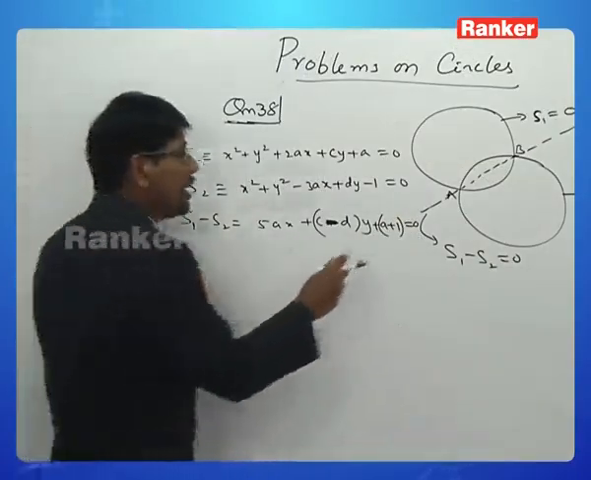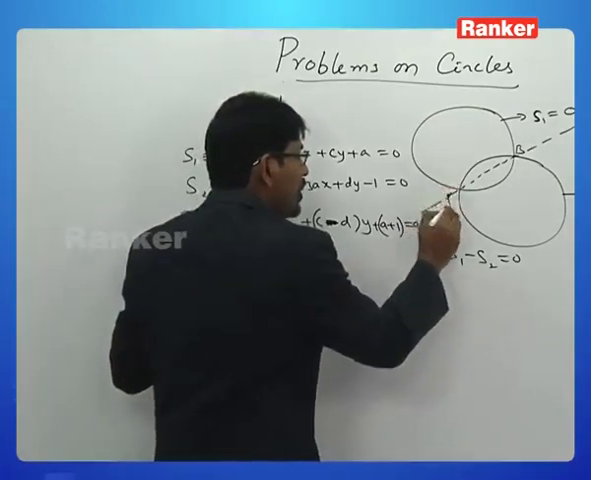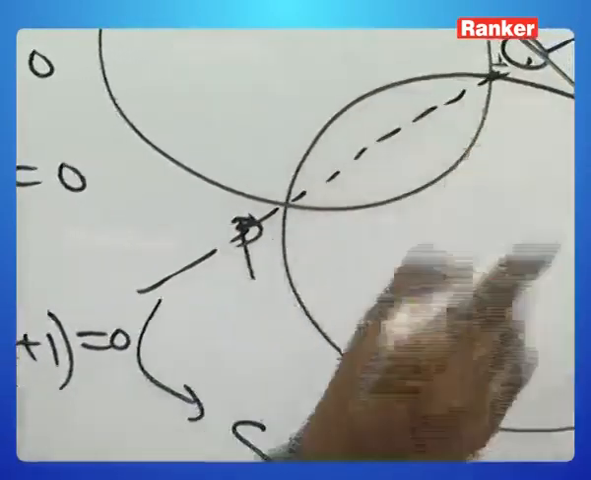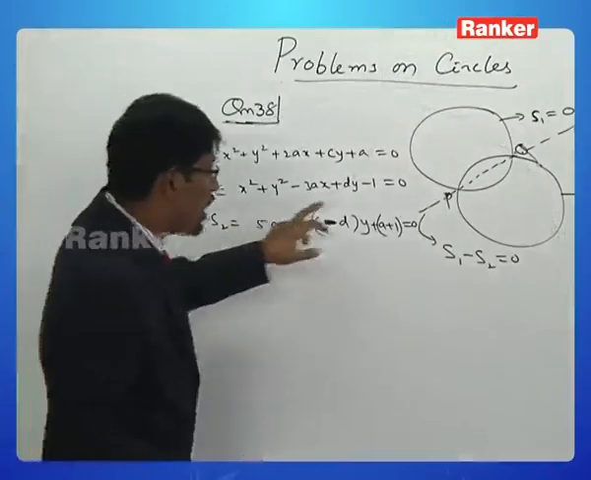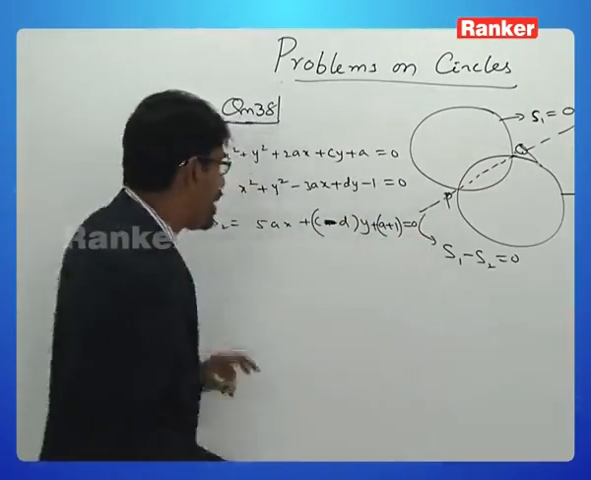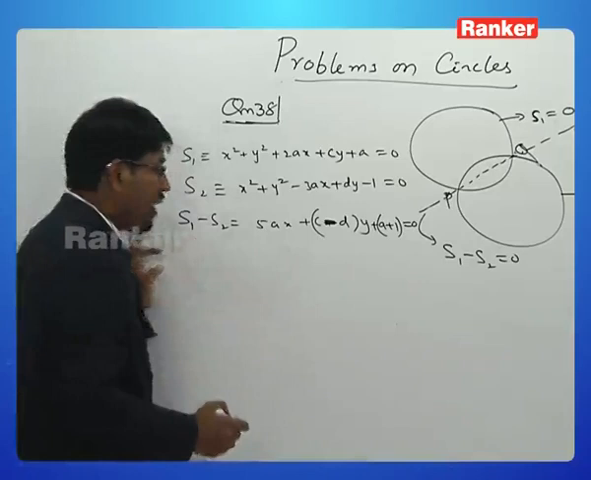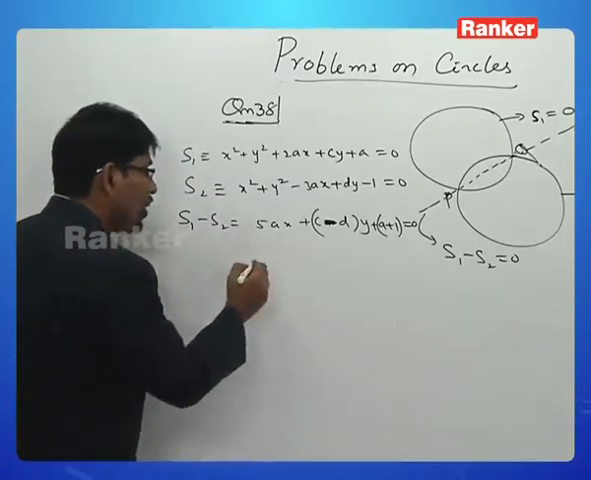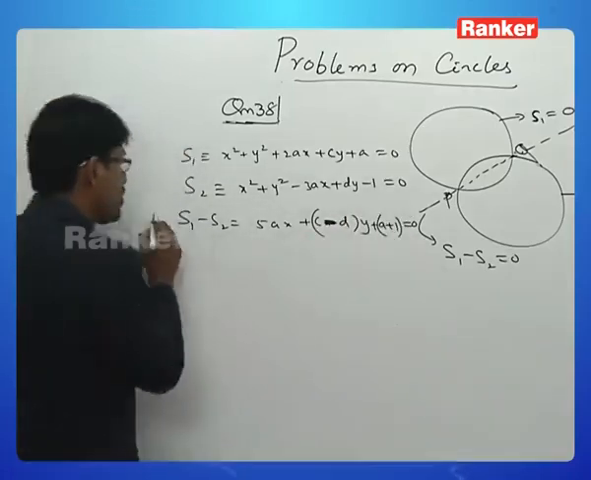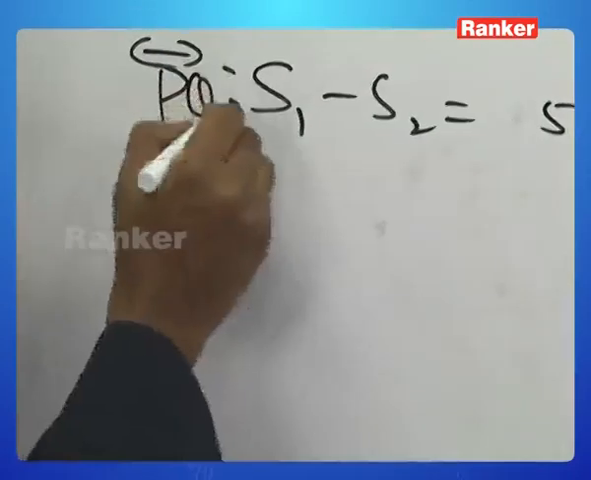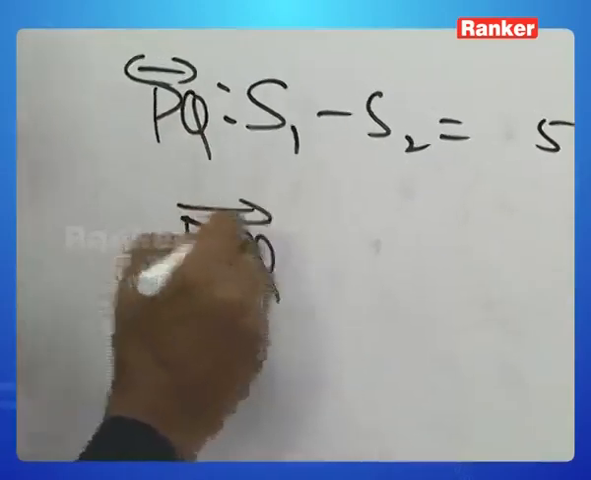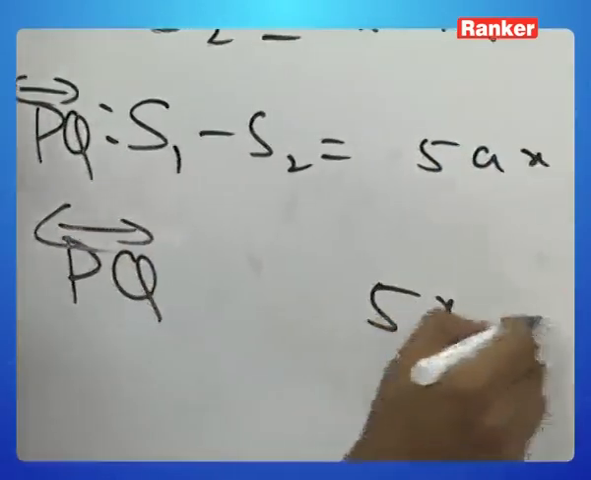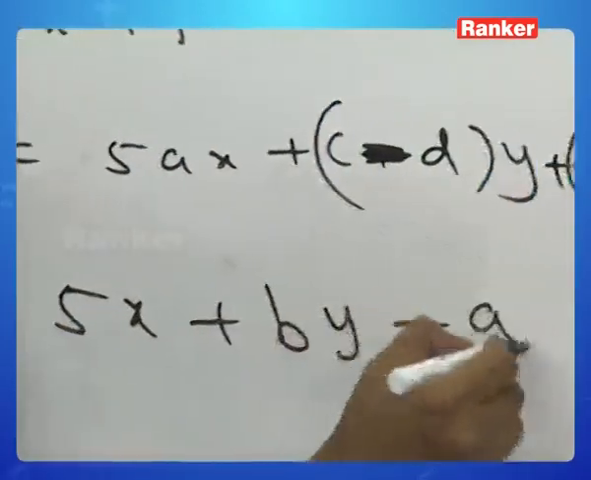But he says they are intersecting in points P and Q. These points he has given were P and Q. So there is a line passing through P and Q, and that line, he says, is given by 5x plus by minus a equal to 0. So that now this is PQ, but PQ is also given by another equation, 5x plus by minus a equal to 0.